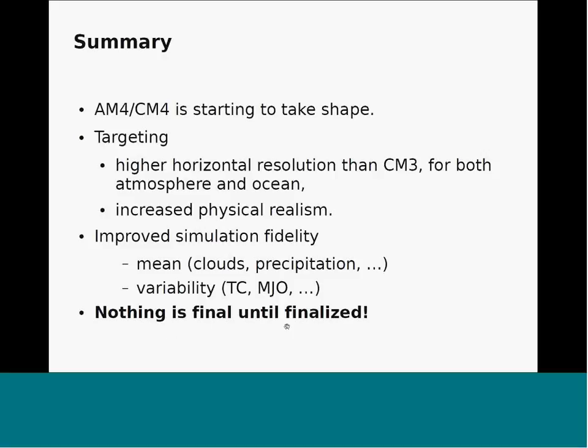Now, when we do climate model development, nothing is really final until it is finalized. We often have surprises. We can hit unexpected problems. So the results I show are, I think, positive and encouraging, but nothing is guaranteed until we actually finalize the model, which makes model development exciting, but sometimes more exciting than we would like. Thank you.